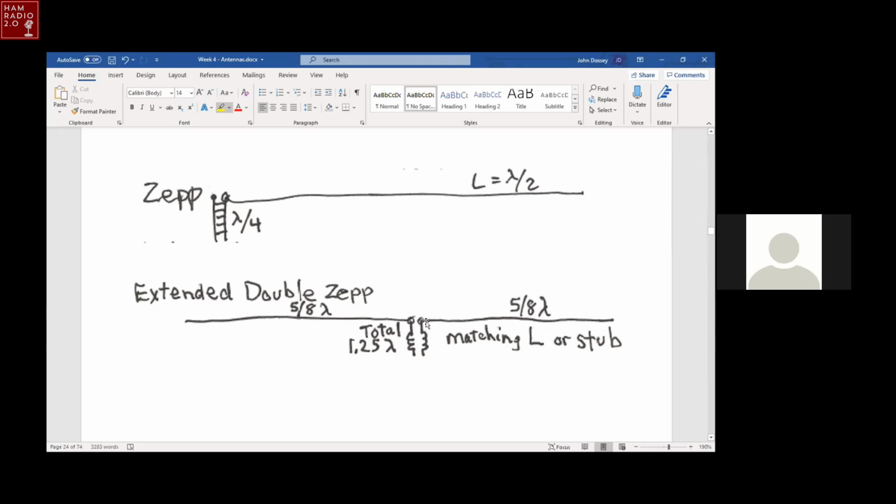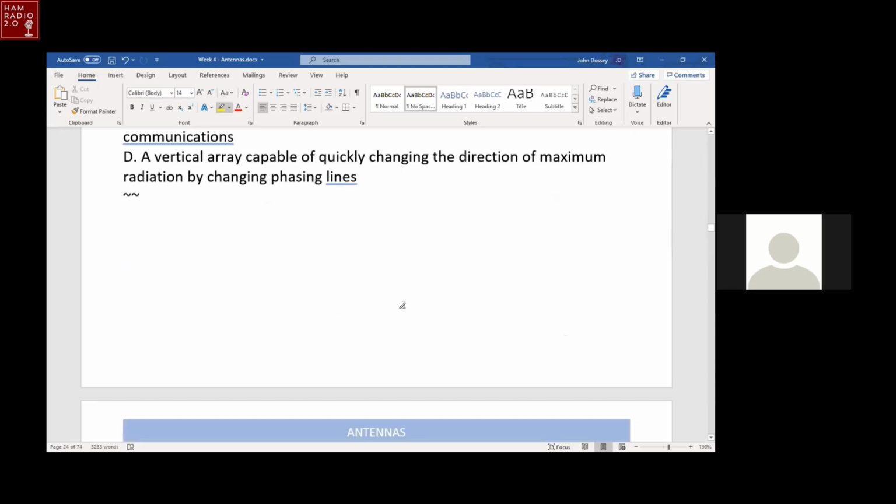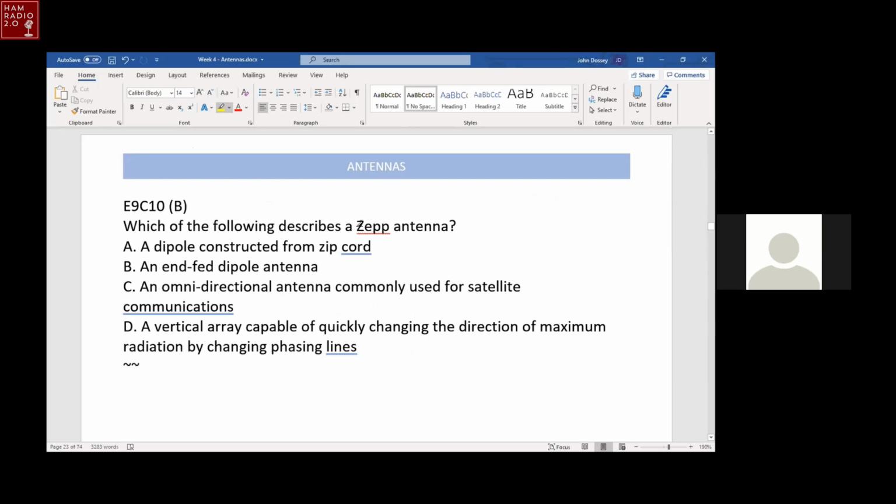Now, if you've ever had a 5/8 wave vertical, that's half of this extended double ZEP. So the extended double ZEP is two 5/8 wave antennas with the matching inductance, and a 5/8 wave vertical has a matching inductance at the base of it to go to a 50 ohm coax. So it's the same antenna. It's just extended double ZEP. You've got two of them. So that would be a 5/8 wave each, total 1 1/4 wavelength.